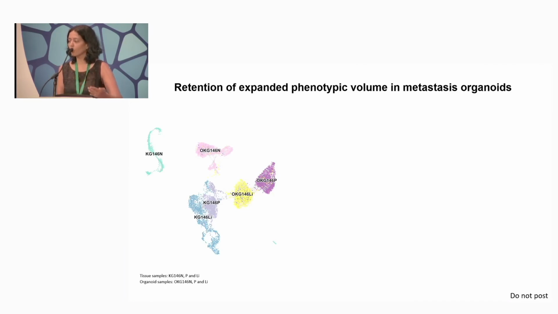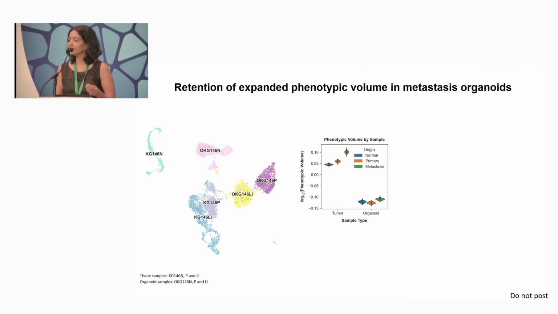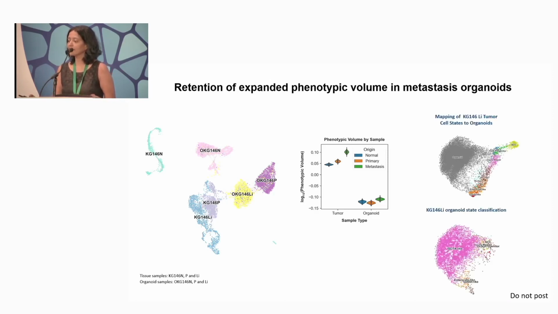We can map the tumor and the organoid states directly onto one another, and we see that despite the loss of phenotypic volume and cell state heterogeneity, by putting them all into the same media, the metastasis organoids do in fact retain many of the cell states, including the non-canonical states that we can find in vivo. Although there's clearly a selection and expansion for the LGR5 intestinal stem cell state in organoid conditions, because of course that is what we're giving them in the media.